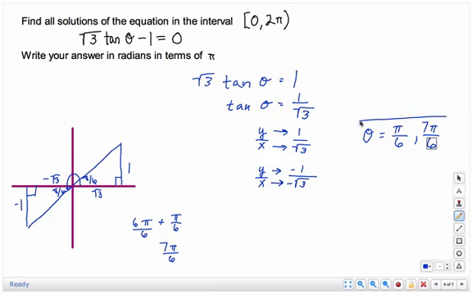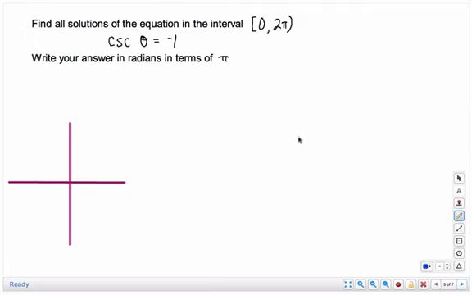And here are my two solutions. These are the two values for theta. If I plug them in, that will make this equation true. Okay, let's look at another example.